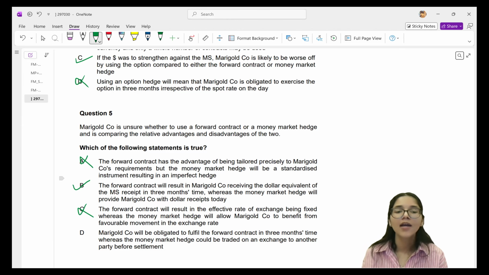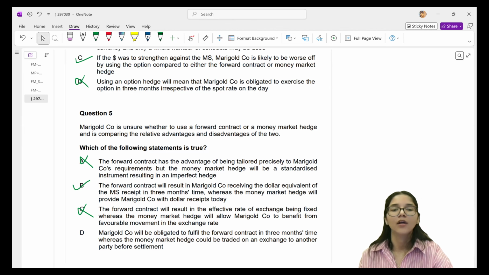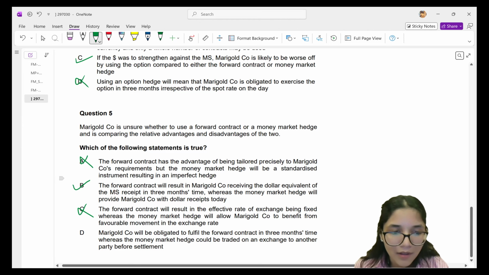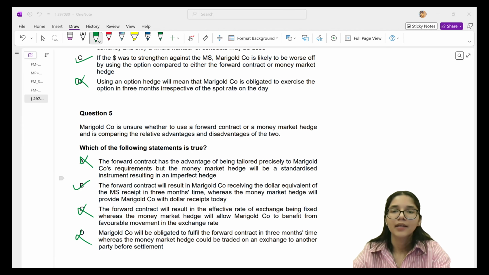Now talking about D, Marigold Company will be obligated to fulfill the contract in 3 months' time, whereas money market hedge can be traded on the exchange before the settlement. What do you people think? Can money market hedges be traded? No. So the second half of the statement is again something that I am disagreeing with. So D statement is also wrong. That means my final answer has to be option B.